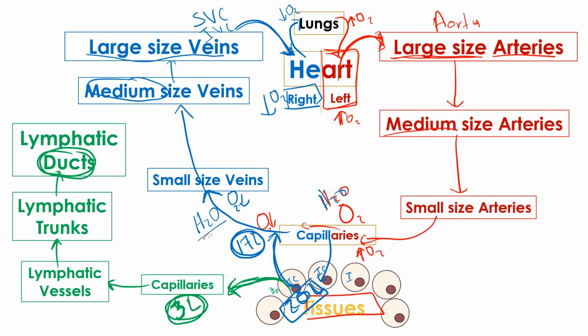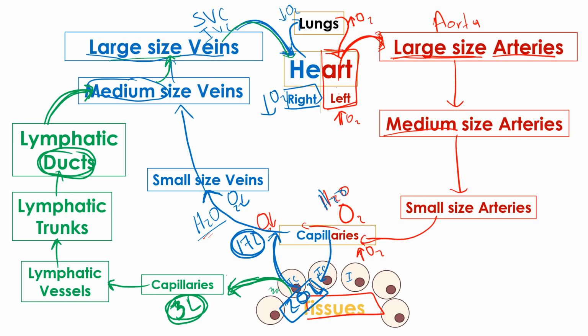Interesting here is that the lymphatic ducts will eventually drain into a medium-sized vein. So the lymph that they carry will be dumped into the veins. In this case, the subclavian veins, right and left, as we're going to learn. And then the lymph at that point mixes with the blood, and it follows the pathway from medium to large veins and then to the heart.